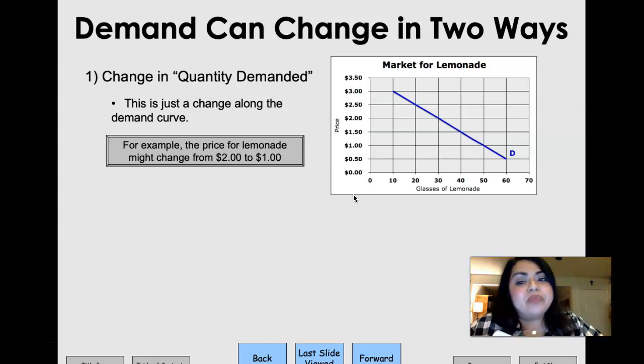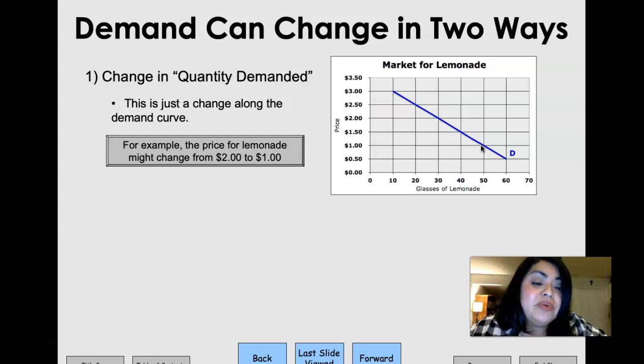It says we're going to look at a change just along the demand curve. So it's giving you an example here. It says the price for lemonade might change from $2 to $1. So this is a price at $2. You go over here, you would sell 30 glasses of lemonade at $2. If you drop the price to $1, you would sell 50 glasses of lemonade.